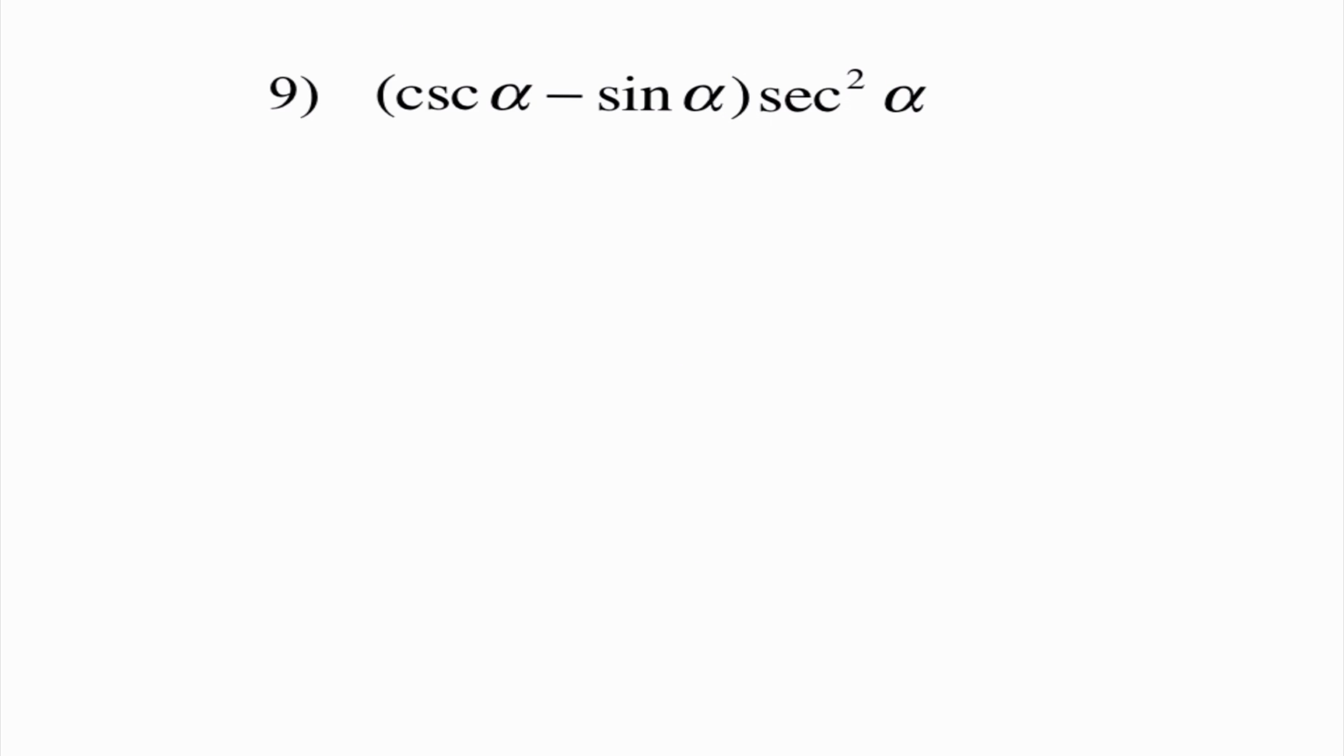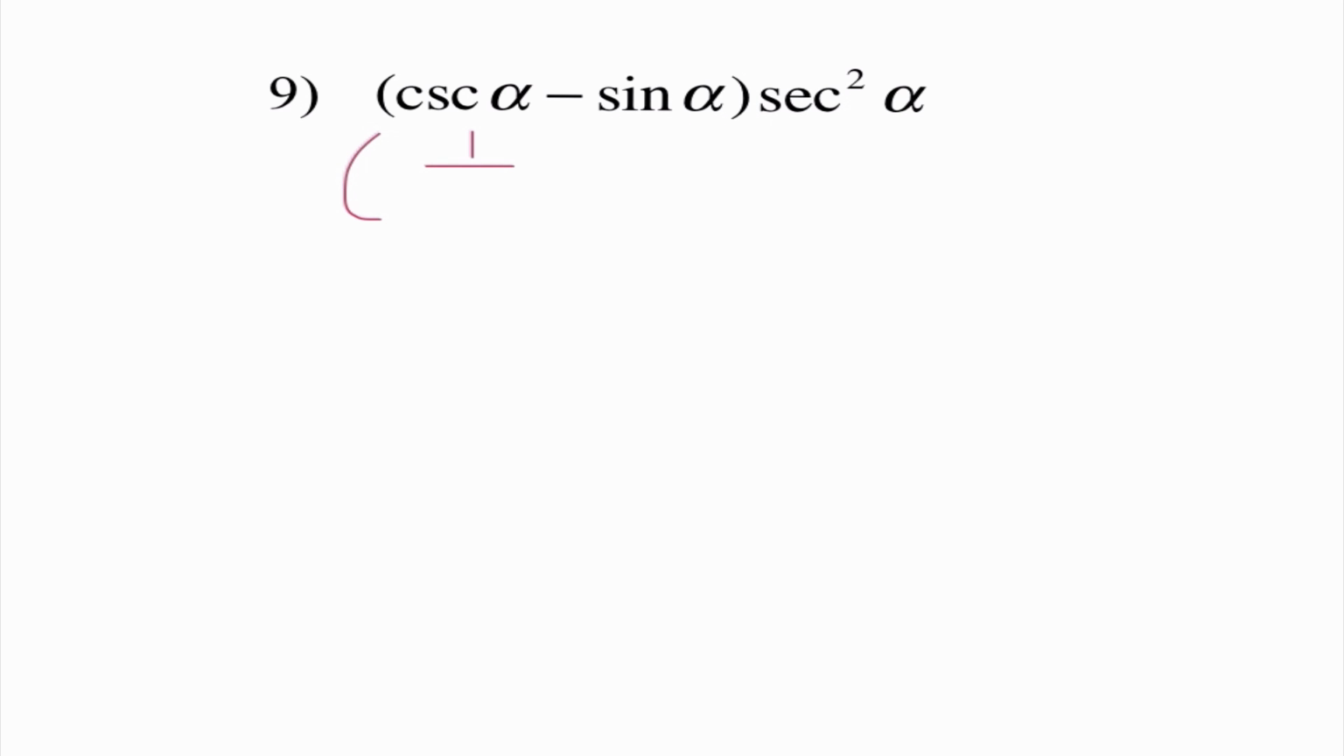Number 9 looks similar to some of our previous problems in the fact that I have this monomial times a binomial. The difference this time though, if I am looking for something that is the reciprocal of secant squared, it would have to be cosine squared. Since I don't have that in here, I'm going to do something a little bit different. I'm not going to distribute this time. I'm going to simplify inside here.